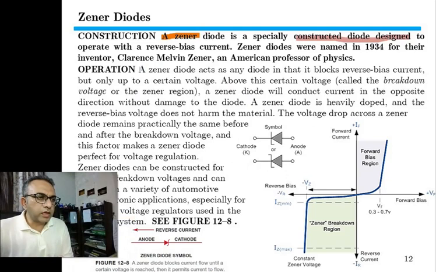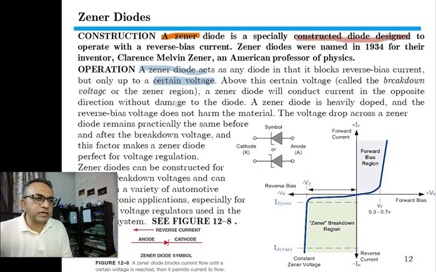A Zener diode acts as a diode in that it blocks reverse current, but only up to a certain voltage. This certain voltage is of high importance. We will come to this certain voltage again. Above this voltage, called the breakdown voltage or the Zener region, a Zener diode will conduct current in the opposite direction without damage to the diode.